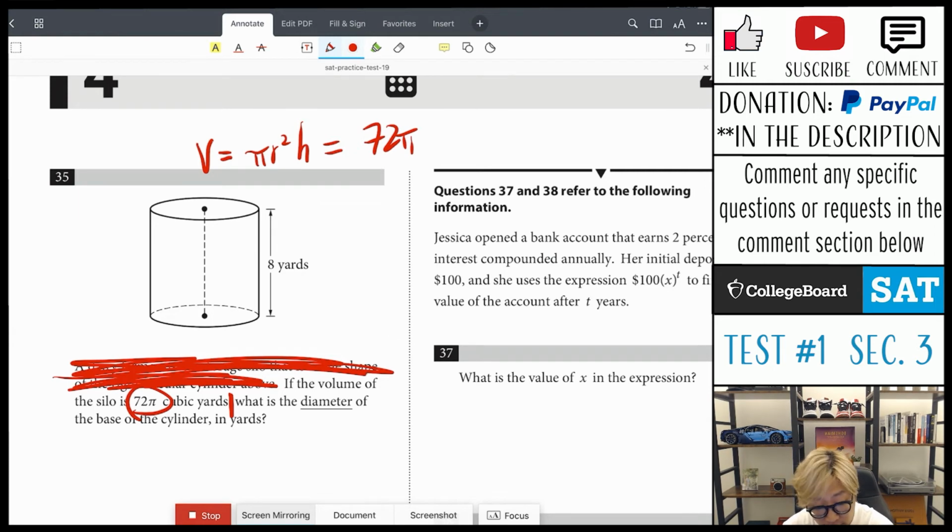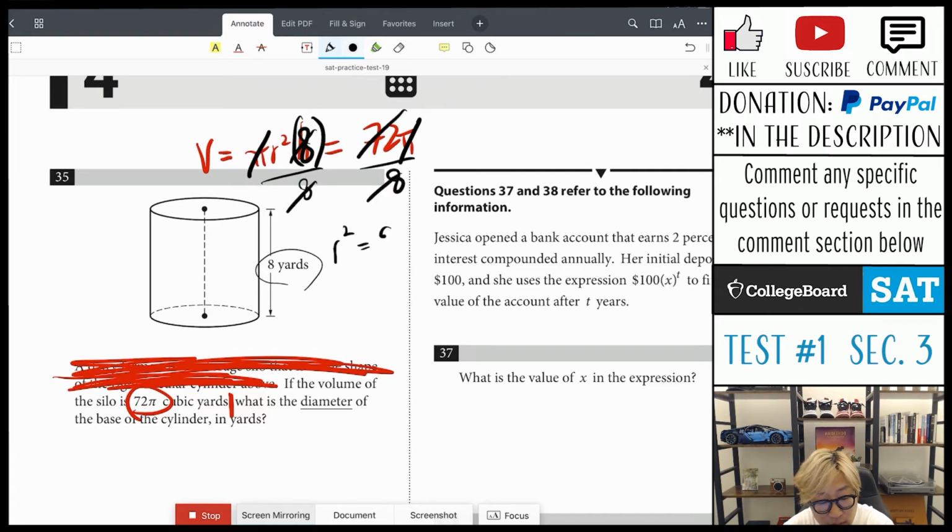So first things first, let's plug in everything we know. Well, height we know is 8, so we can just put that 8 right there. Cancel the pis. So, divide by 8 on both sides. Boom. R squared is equal to 9. So, square root both sides. R is equal to 3. Hell no, not just 3. When you square root both sides, it's plus or minus 3. But we're talking radius, so it should really just be 3. But anyway, so this is 3.